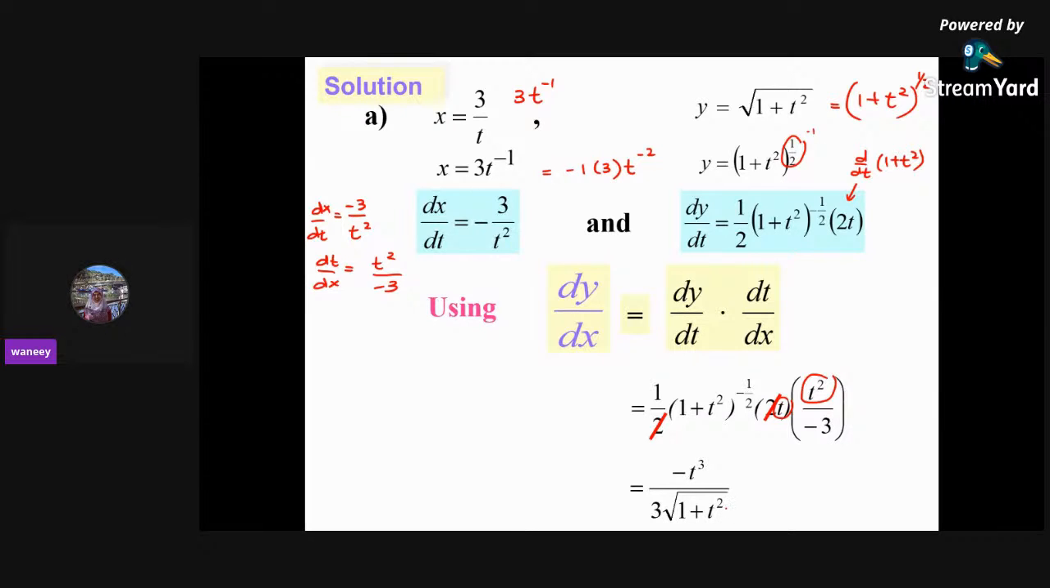Okay, so that is basically how we're going to do this. Take the first derivative, making sure to use the chain rule. Apply the chain rule and make sure you simplify until you get your dy over dx.